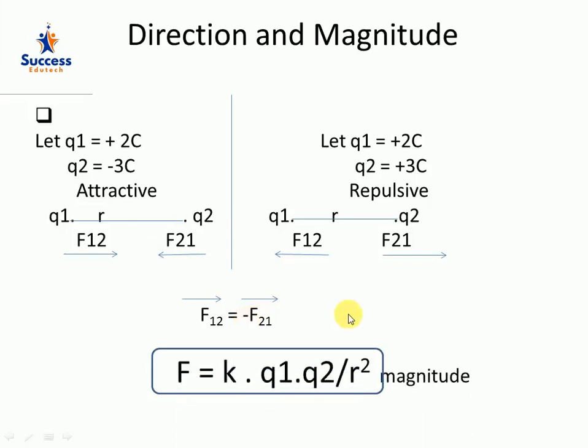So in short, the magnitude of the force is K into Q1 dot Q2 divided by R square, and this is magnitude, and their direction is opposite.